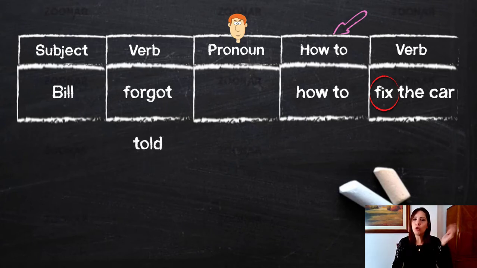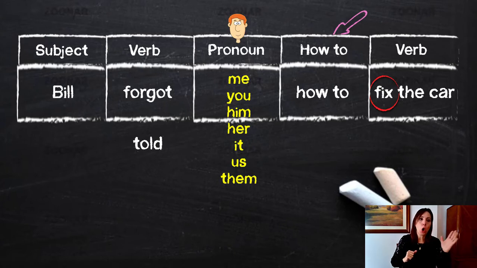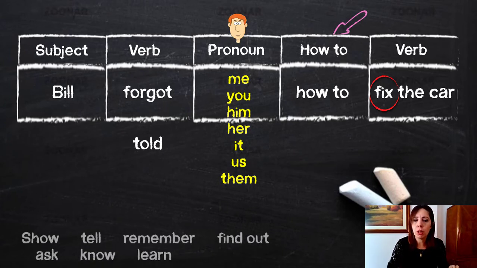Now, suppose that I want to include a person. So, Bill told a person. We need the pronoun. So we are going to put the pronoun there. Bill told me how to fix the car. Or Bill told him how to fix the car. So we put the pronoun there in that position.